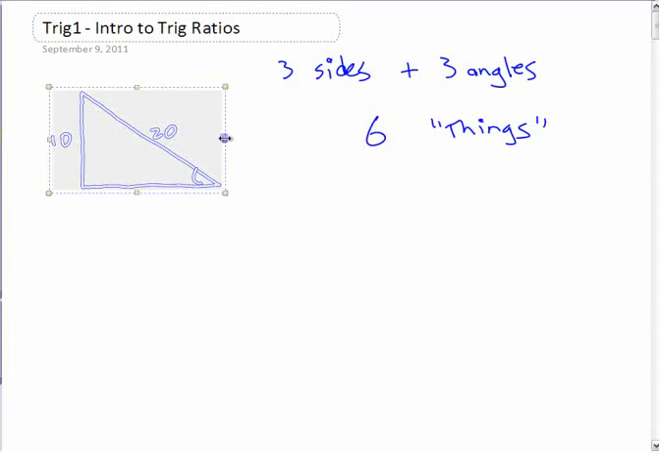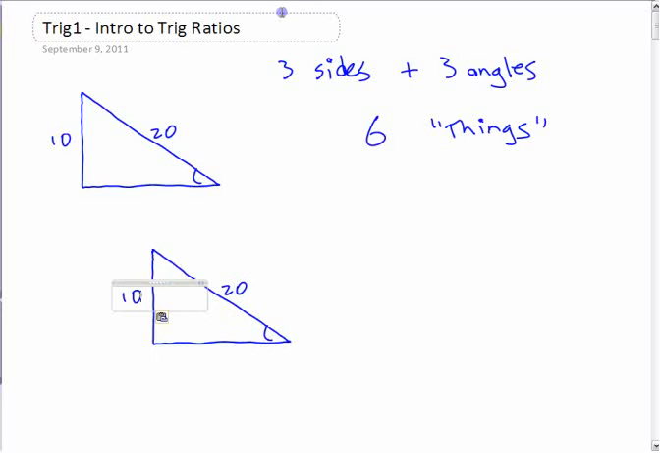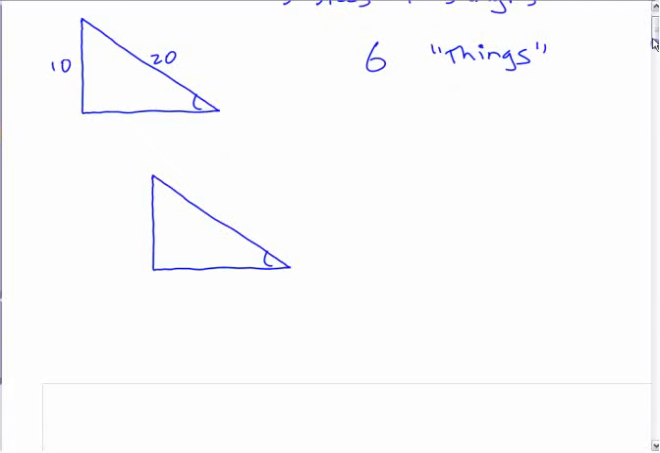If I was to make this bigger now, I'm going to use the technology to its fullest here and hopefully successfully copy and paste my triangle. So now I'm going to get rid of the 10 and the 20 because I'm going to make the thing bigger.